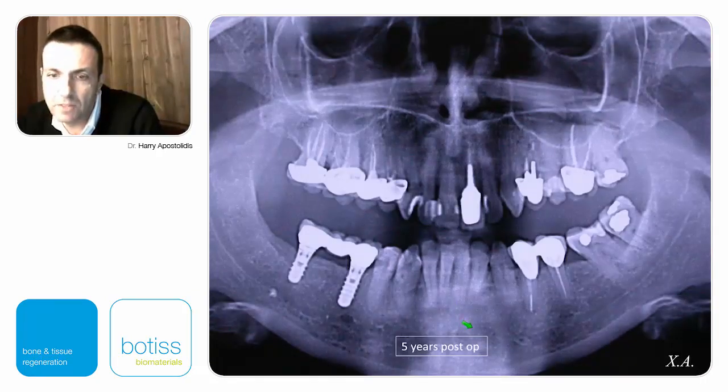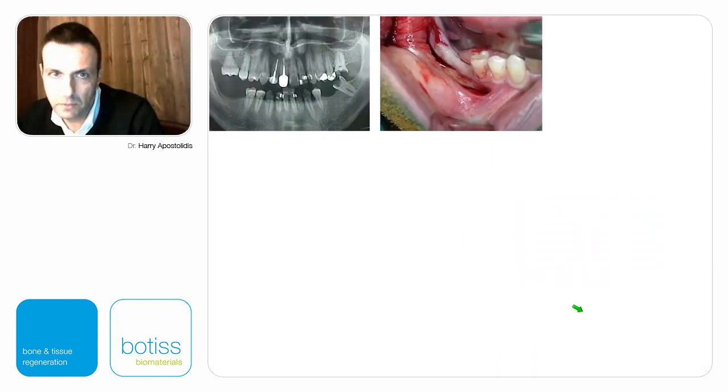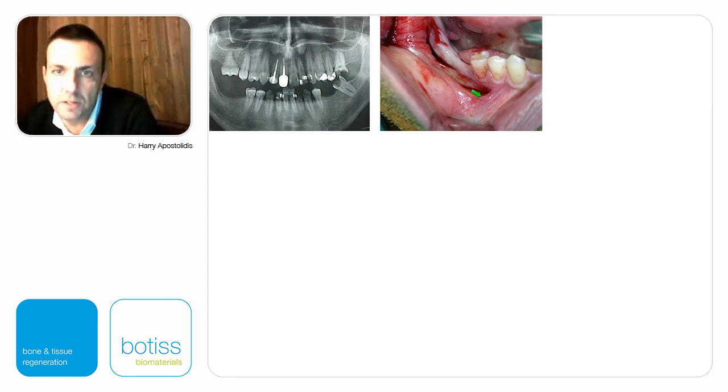And 5 years post-op panorex. 5 years post-op clinical pictures. Stable results. Again, this is a more recent case. Recently, I've been using this kind of incision. It's an easier incision to close, but you need to be a little more experienced surgeon to do it.